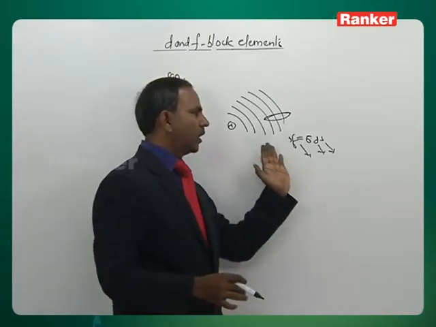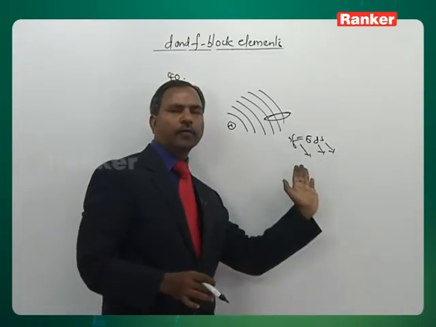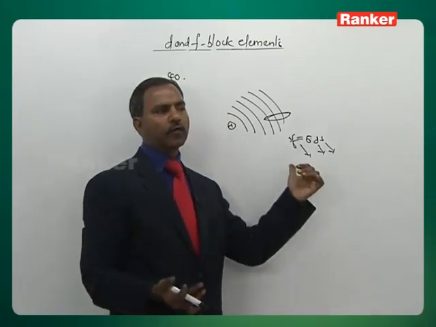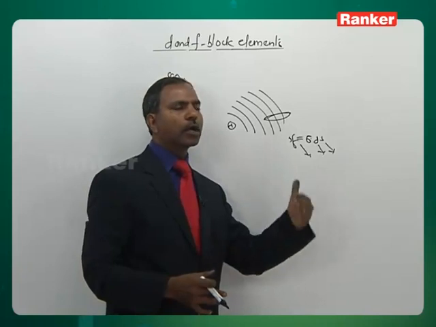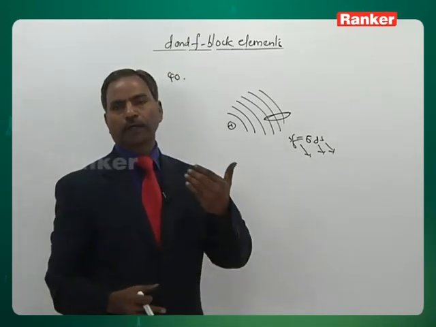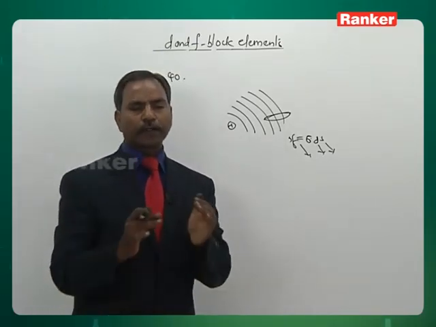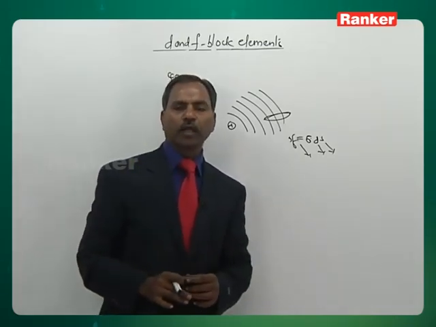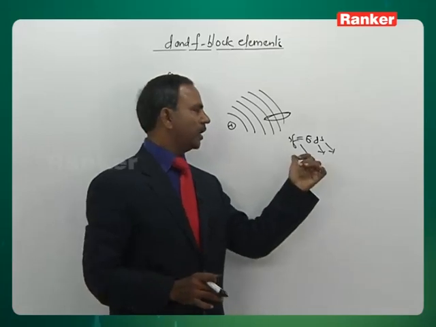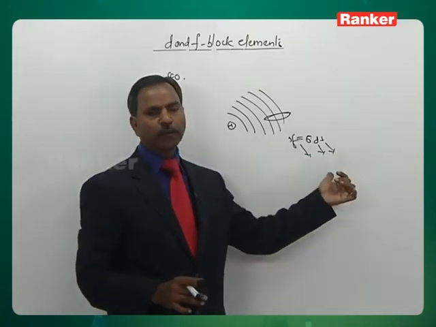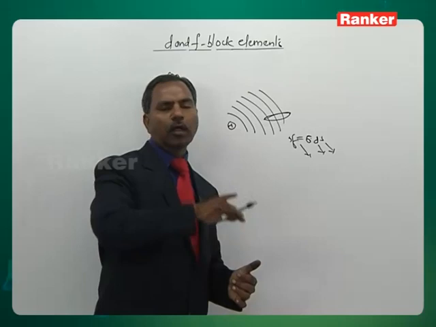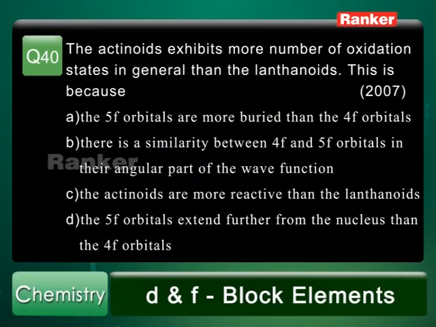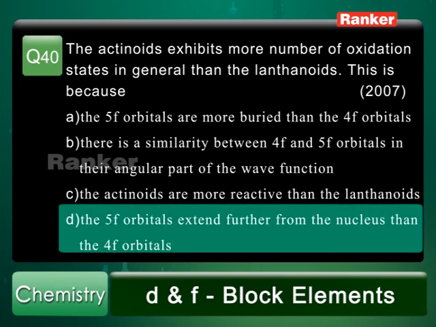Therefore, electrons from all three orbitals, s, d and f, easily participate in chemical reactions. So the actinides exhibit more oxidation states in comparison to lanthanides. In general, we say actinides exhibit variable oxidation states, but lanthanides cannot. This is the reason: the energy difference between 5f and 6d, and 5f orbitals are more extended from the nucleus than 4f orbitals. Here, option D is correct.